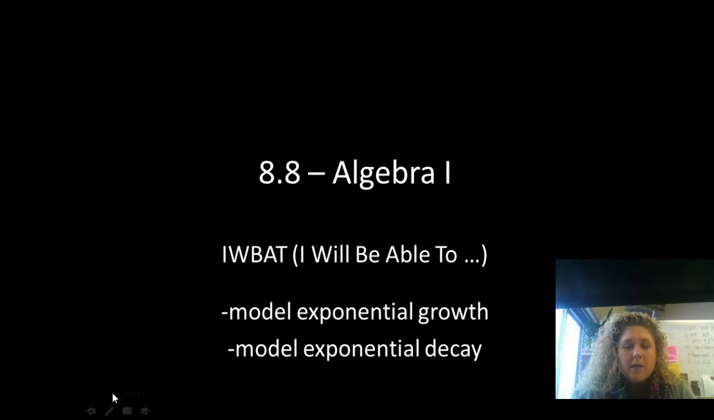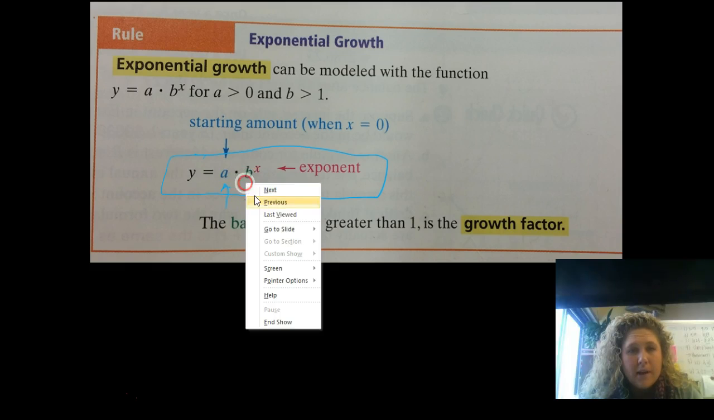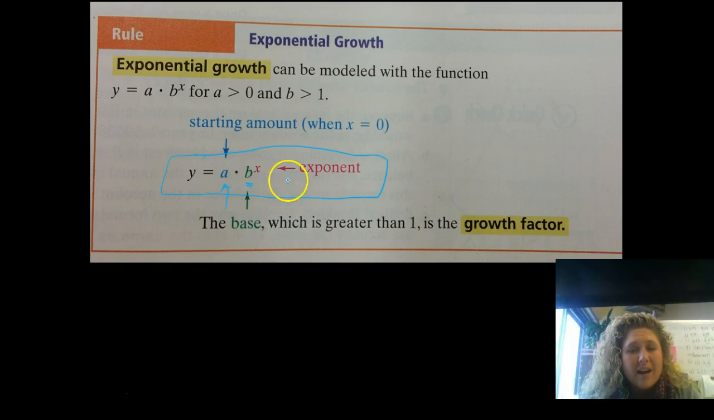and we will be able to model growth and exponential decay. First thing we're going to start with today is exponential growth. So here's the equation model that we are going to use throughout the day for both growth and decay. A is going to represent your starting amount. B is going to be considered your base. And then your x is going to be your exponent.